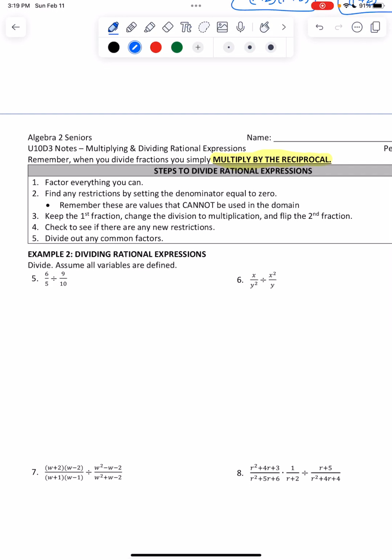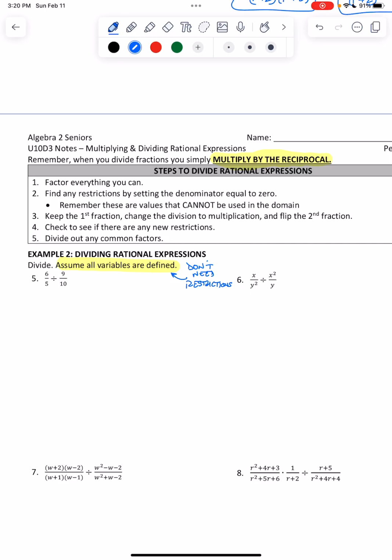So here it says directions, divide, assume all variables are defined. So when you see this right here, that means we don't need to find restrictions. Okay, so when you see that phrase in the directions, that means you don't need to find the restriction.